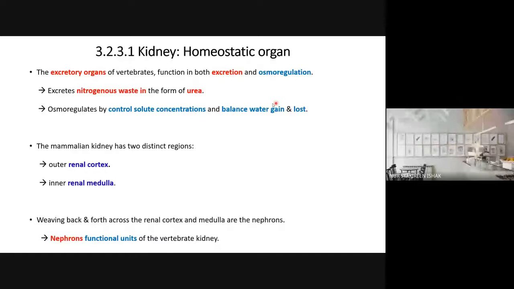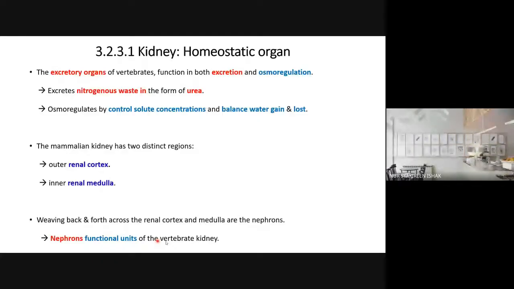So the mammalian kidney has two distinct regions: the outer renal cortex, the outer part of the kidney, and the inner renal medulla. The inner renal medulla is divided into two portions. Later we are going to look at the detailed structure of the kidney. So these are the two main regions, cortex on the outside, medulla on the inside. Weaving back and forth across the renal cortex and medulla are the nephrons. Nephrons are the functional units of the vertebrate kidney.